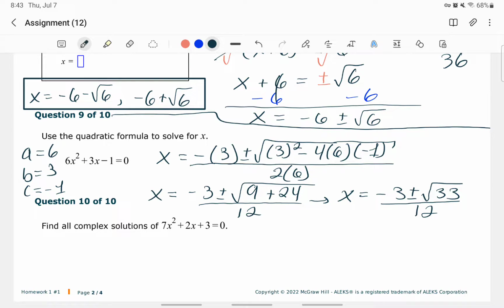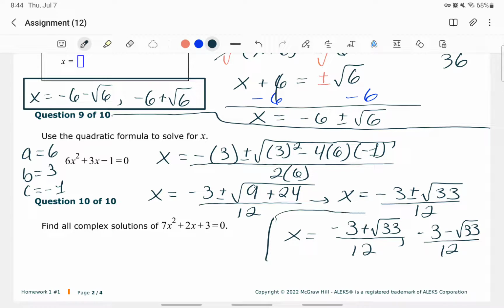The square root of 33, we can't simplify that, to be honest. So we can write our solutions as x is equal to -3 plus the square root of 33 over 12, and -3 minus the square root of 33 over 12. And there we go.